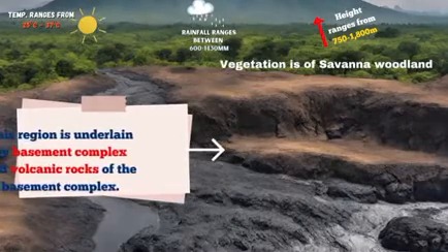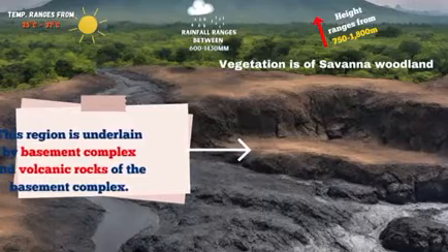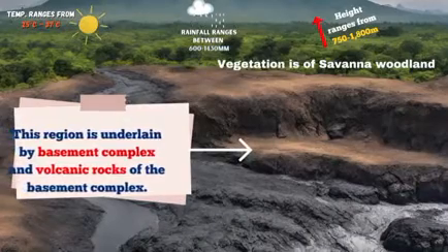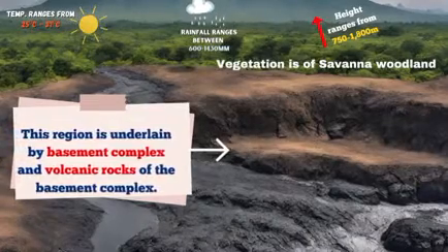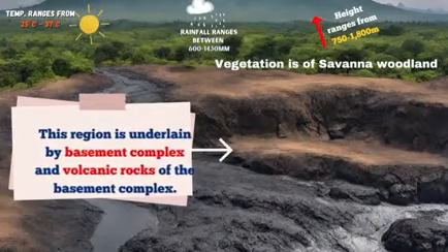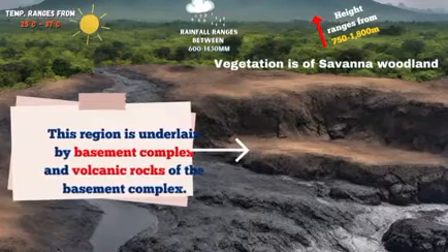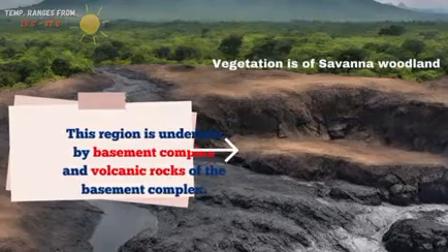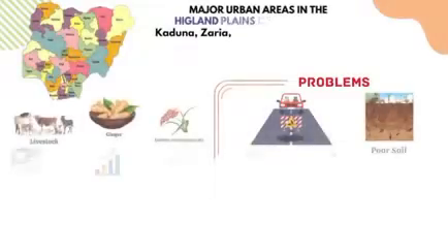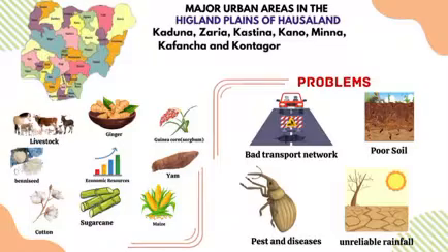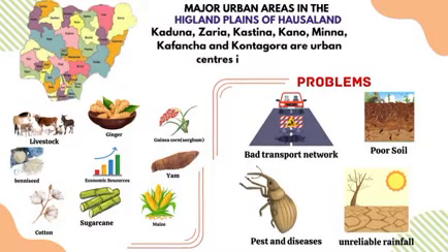Here we can see that the temperature is 25 degrees Celsius to 37 degrees Celsius, and the rainfall ranges from 600 to 1,430 millimeters per annum. The savanna vegetation is what we have here, and the height of the vegetation is about 2.5 to 3 meters. Also, the soil found here is lateritic in nature. The urban areas found here include Kaduna, Zaria, Katsina, Kafanchan, Kotangora, Minna and the rest.